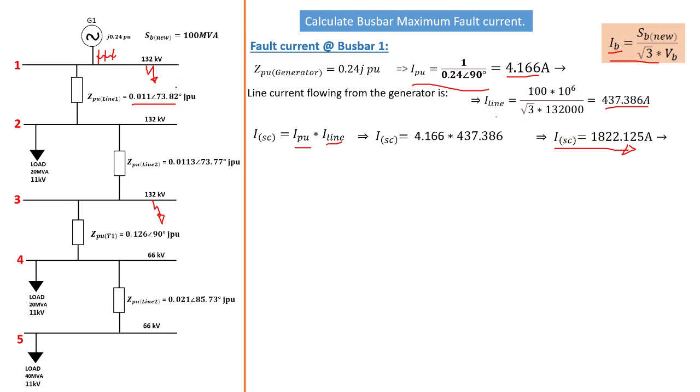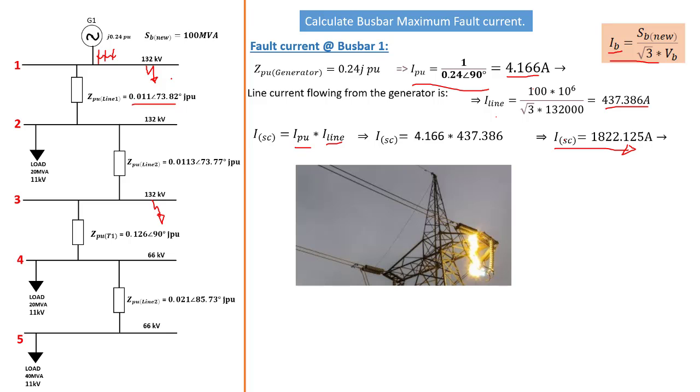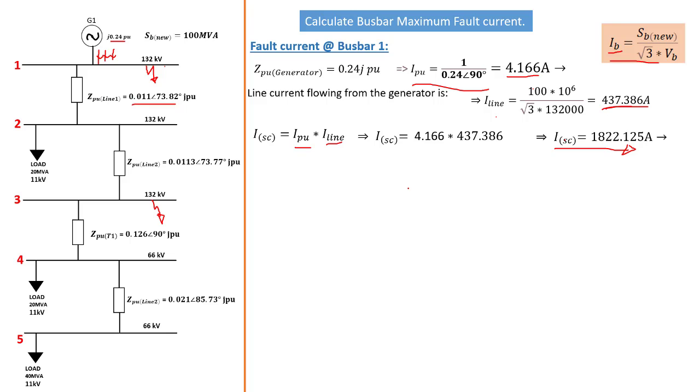Now if you drink too much red wine and you think you can go touch that busbar, remember there will be 1.8 kiloamps of current with a potential of 132 kilovolt flowing from your hand through your heart down to earth. And you don't want to know what will happen to you. Please don't do that.